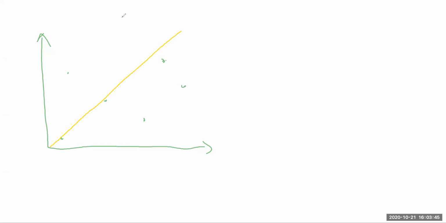So what does this mean? First of all, let's understand this. The green points are observed data. So let's name it as y. Sorry, so the green points are the observed data. What does the observed data really mean?